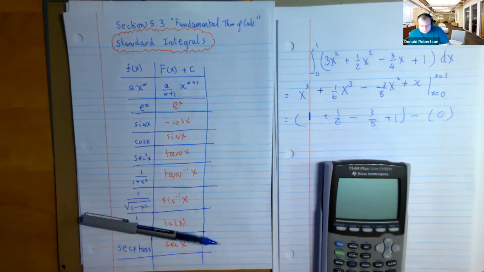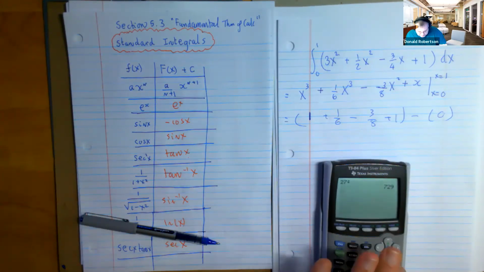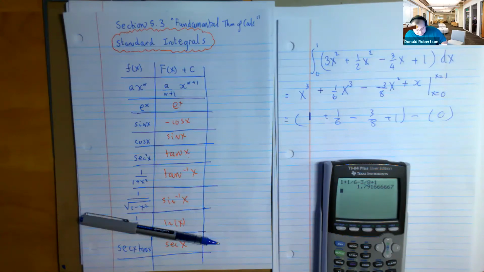Now, we are left with this calculation. So I'm going to go and do 1, add 1/6, take away 3/8, add 1 again. And that's what the answer looks like as a decimal. Am I going to write that down in the homework? Nope. Aren't we going to do math button convert me to a fraction and write down 43/24?